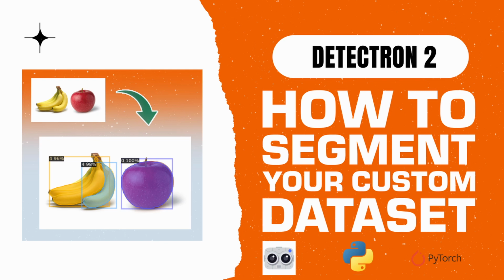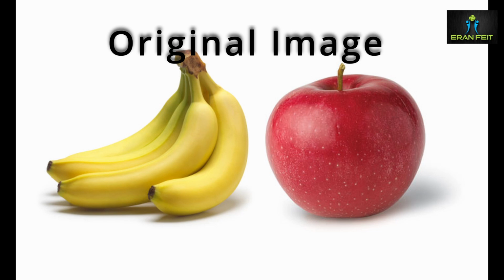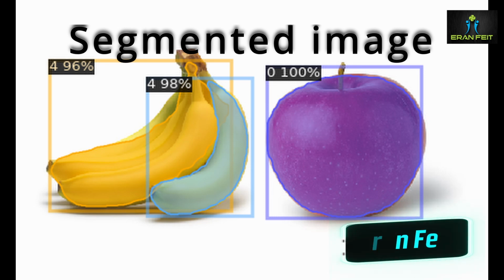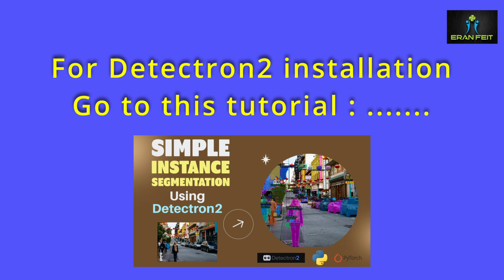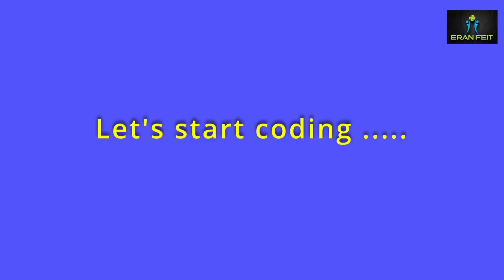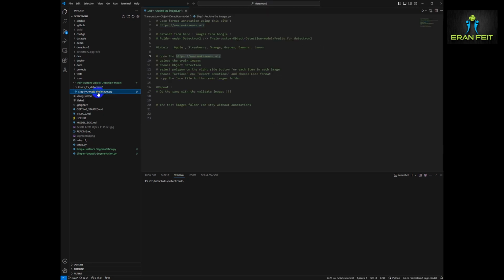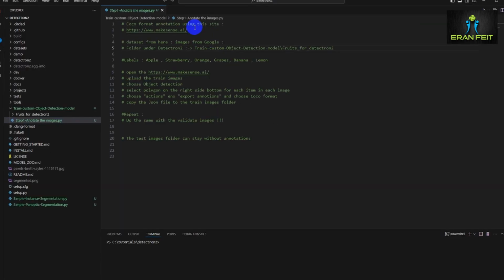Today we are going to learn how to segment objects based on your own dataset. This is an image I've downloaded from Google, and this is the same image after the segmentation model that we are going to train. We will use Detectron2, and this tutorial will help you install Detectron2 on Windows and on Ubuntu as well.